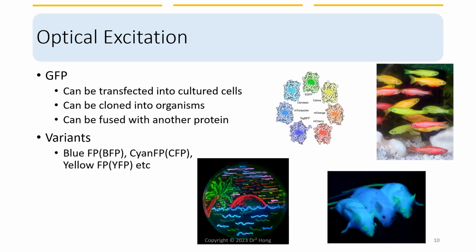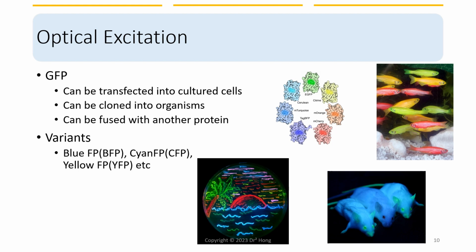As I mentioned, GFP is a non-toxic molecule, and so it can be transfected into cultured cells, cloned into organisms, and fused with another protein using recombinant DNA technology. Other scientists have also mutated the GFP a little bit and created variants that can fluoresce in other colors, such as blue, cyan, yellow, and many more, like a rainbow color.